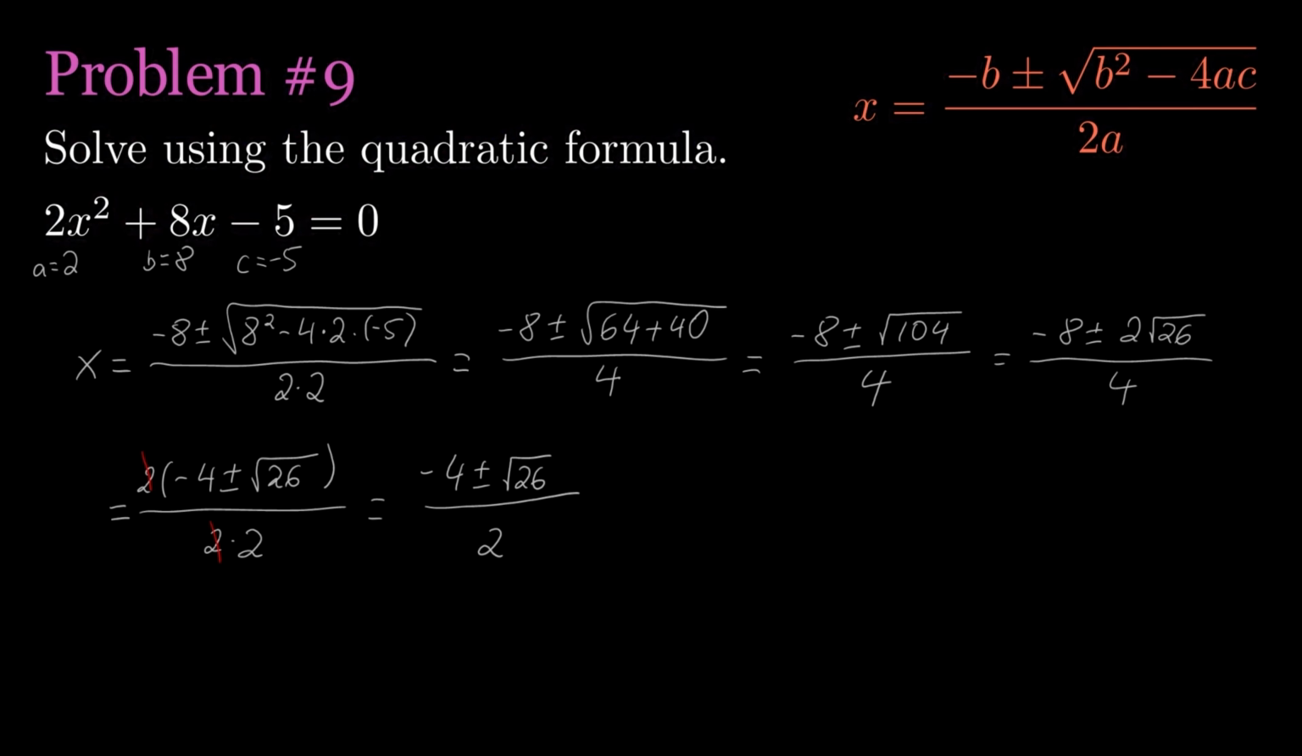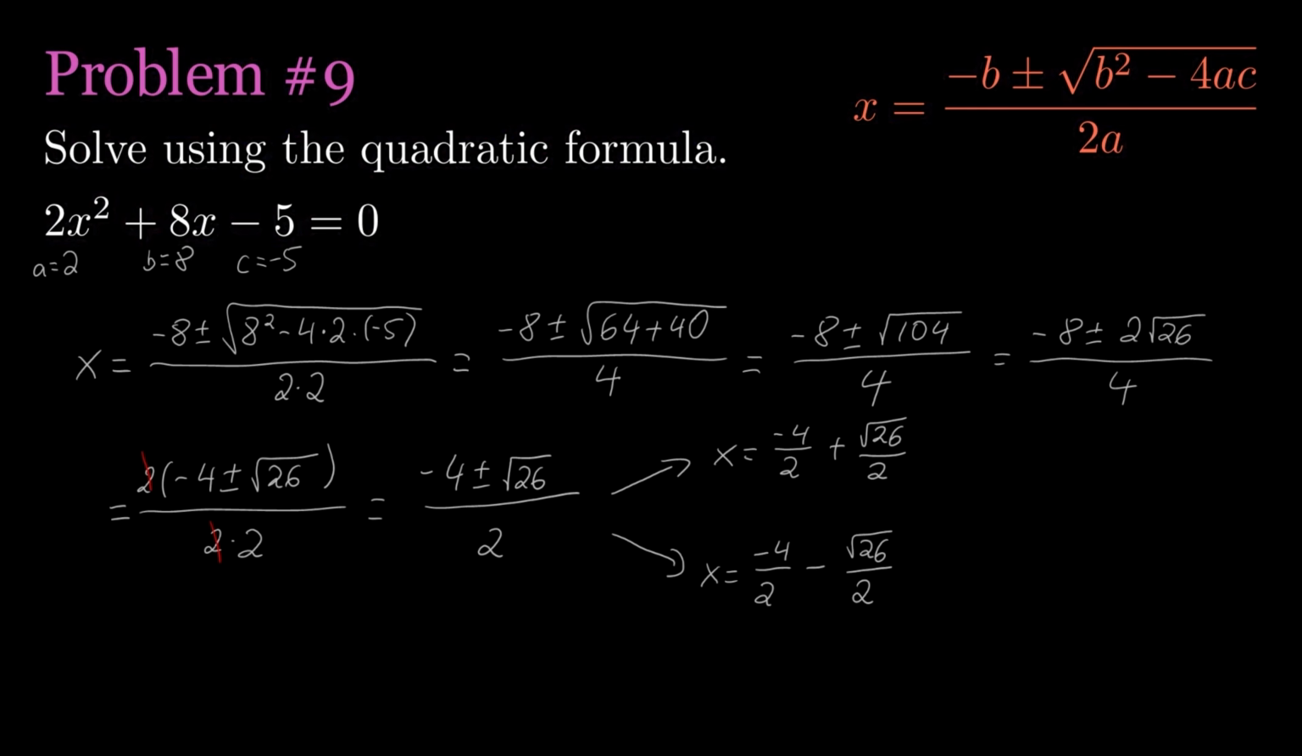Also, if we write them separately, we can also split the fractions and have it at least partially in simplified form. So x is equal to negative 4 over 2 plus the square root of 26 over 2, or x is equal to negative 4 over 2 minus the square root of 26 over 2.